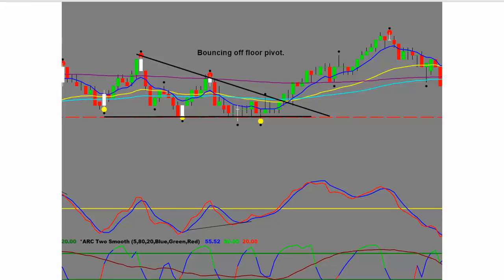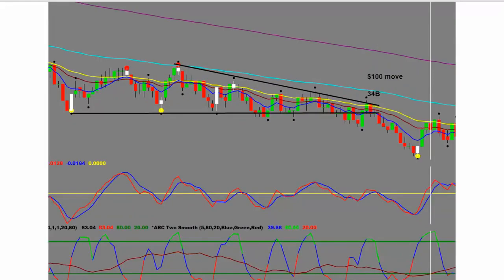But you were prepared for it because you could see price action narrowing, the energy was building, and of course you're aware that you can get a breakout to either the long side or the short side, so you're prepared for it. Here we've got a quick $100 move.